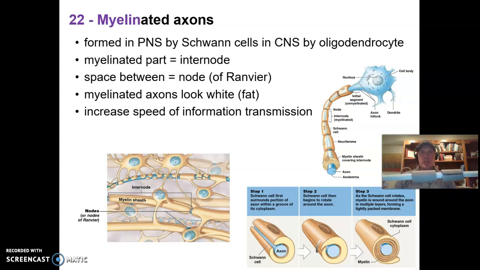What happens is the nodes allow the electrical impulse, instead of shooting straight down, to actually skip from node to node to node to node. So if it was like this, it would go right down the entire pipe. With the nodes in there, that electrical impulse goes zip, zip, zip, zip, right down the line. So it is crucial when we talk about myelinated axons in the peripheral nervous system. Those Schwann cells are part of a process.